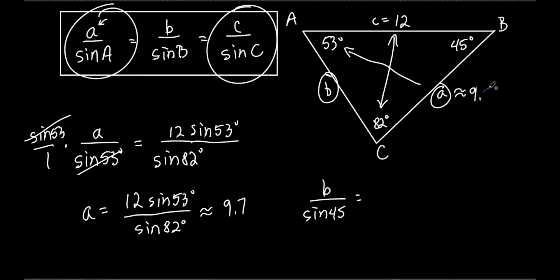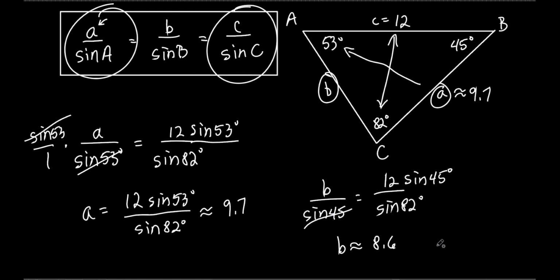A is an approximation. Do I really want to put an approximation in there? No. I mean, technically you can, but your answer may not be as accurate as it should be. So let's go back and use the C again. So I'm going to use 12 over the sine of 82. It's exactly the same steps, just different numbers. Multiply both sides by the sine of 45. That cancels, and then you throw that into your calculator, and approximately it's 8.6.